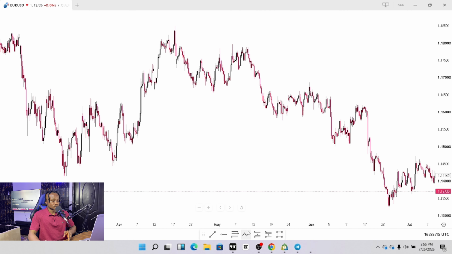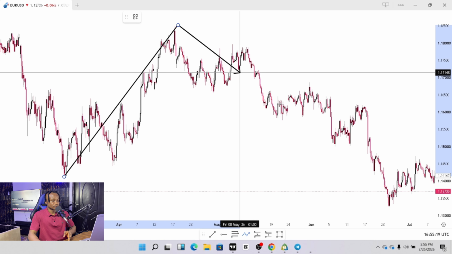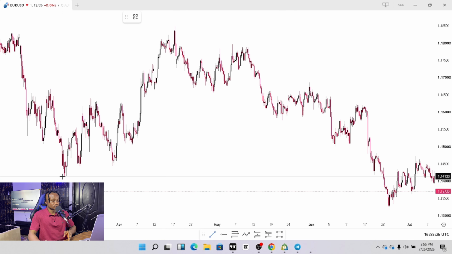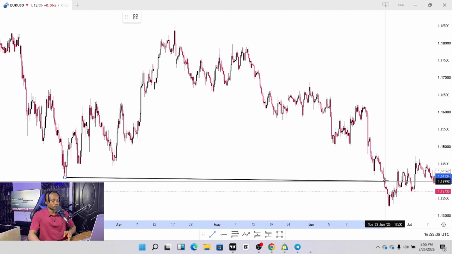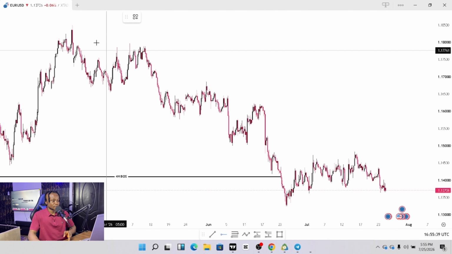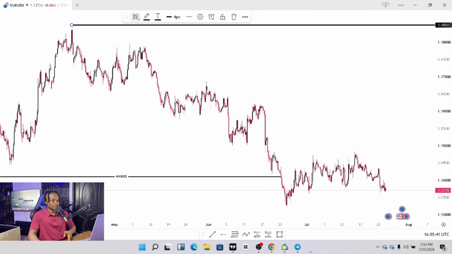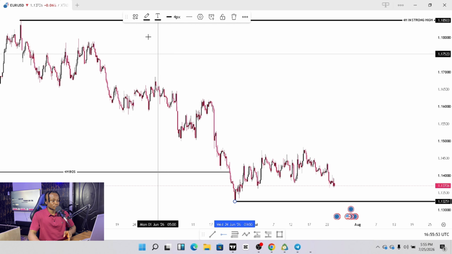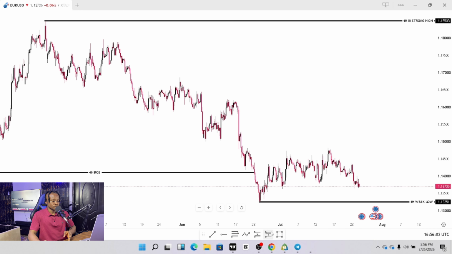As you can see here, after Euro USD pushed up, it went down to break structure to the downside. When it broke this low, then this is our high, and this is our weak low, and this will be our supply zone.